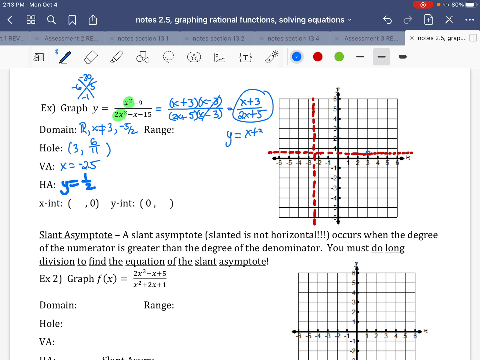So this is now y equals x plus 3 over 2x plus 5. So I want this to equal 0, right? And when does a fraction equal 0? Well, when the top equals 0. So what makes the top 0?